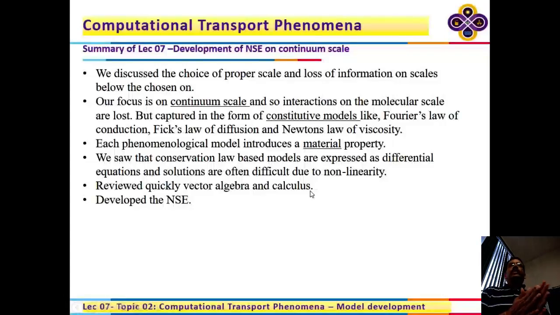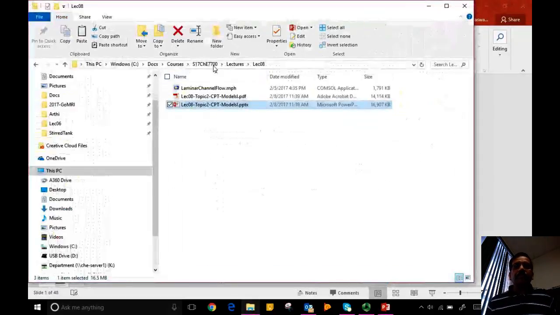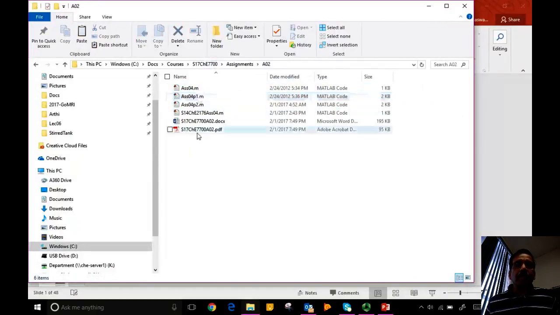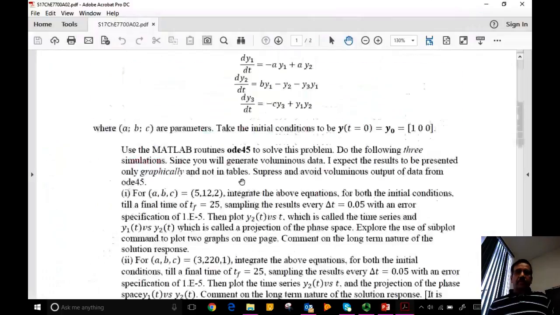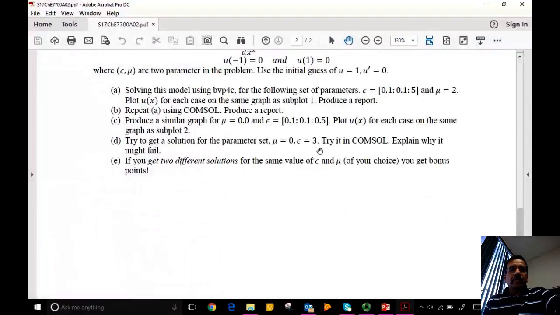Okay, are there any questions? Our homework. Part C, it doesn't say if we do it in just MATLAB or we have to do it in both. Which one is that? Second problem? Yeah. So do we do it just for MATLAB or we have to produce a graph?